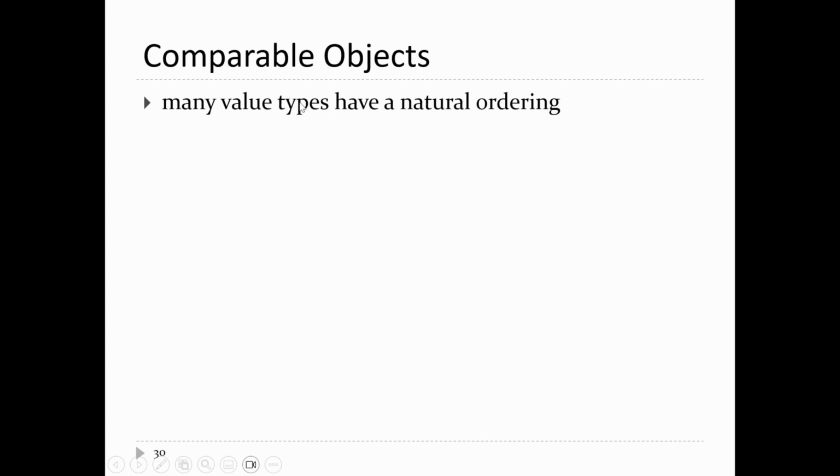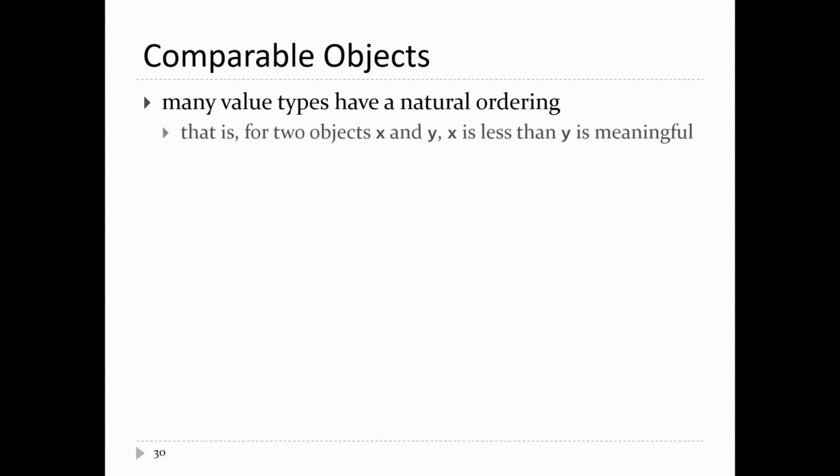Okay, so compareTo is useful when you want to compare objects for their order. In other words, you want to ask, is this object greater than, less than, or equal to some other object? Such objects are said to have what's called a natural ordering. In other words, if you have two objects, x and y, it's meaningful to ask, is x less than y?